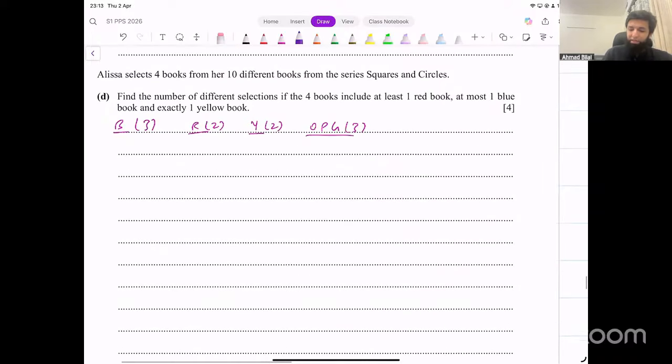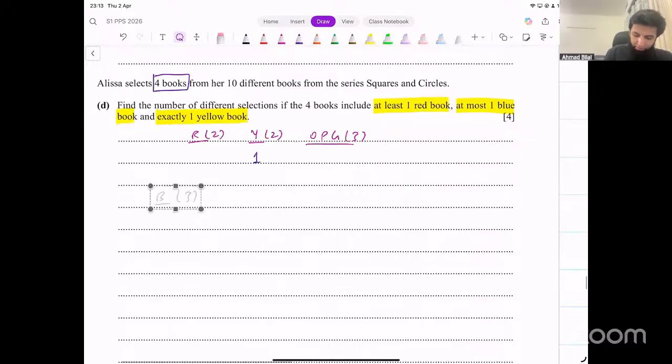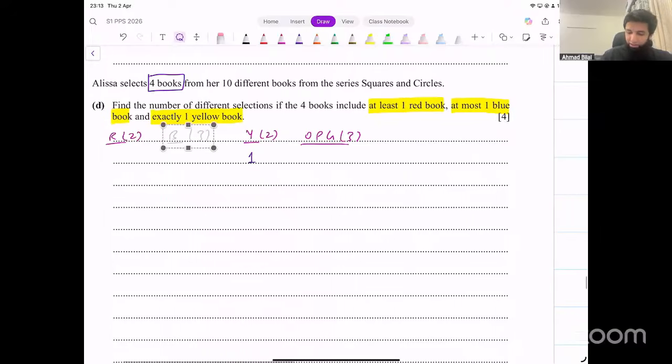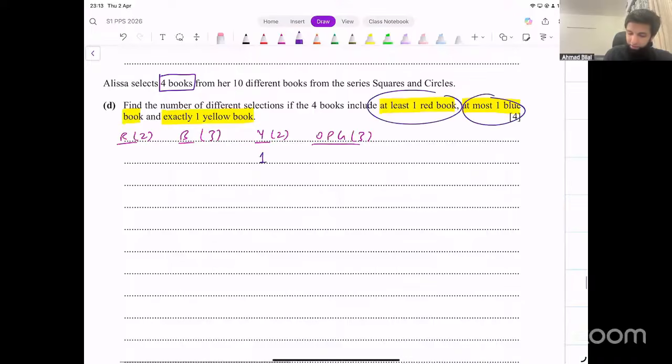Achha, now what's the condition? At least one red book, at most one blue book, and exactly one yellow book. Okay, yellow has to be just one. This number is fixed. And she's selecting 4 books in total. Now, what are the possibilities satisfying those conditions? Let's actually write them in order: red, blue, and yellow. That's the order in which they have given the conditions.